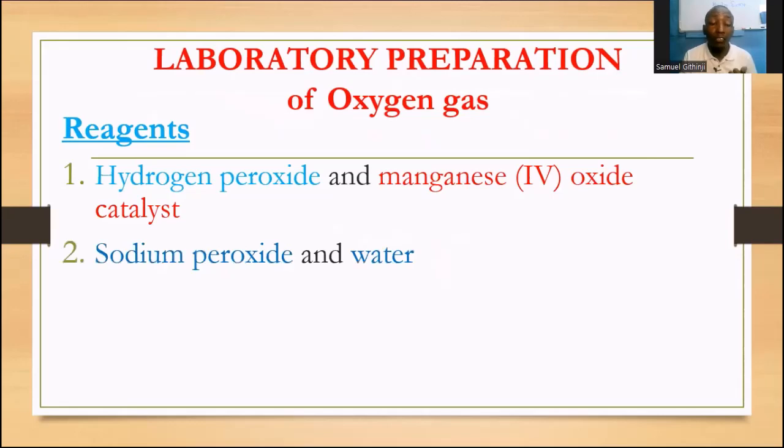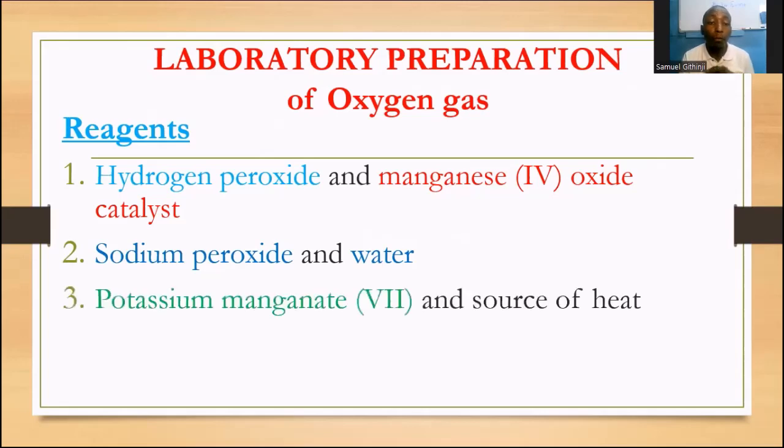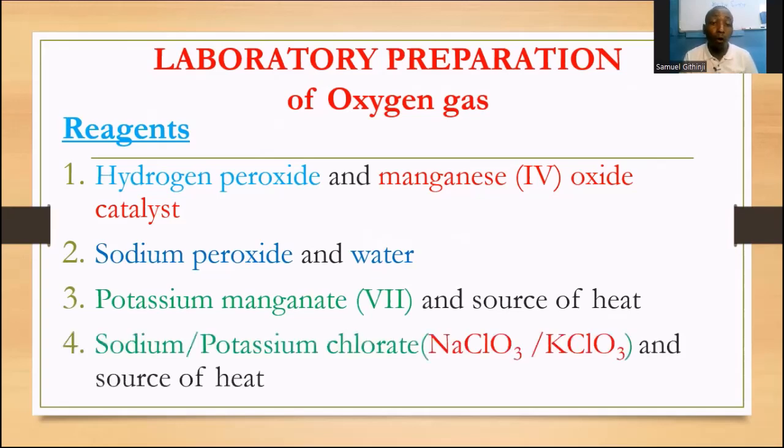I can use sodium peroxide and water. That's a different set of reagents there. Otherwise, I can heat potassium manganate 7. I can just heat and I'll get the oxygen. I can use manganese 4 oxide as a catalyst there, but even if I decompose it direct by heating, it will give me oxygen. I can heat sodium or potassium chlorate. You can see the formulas of these. And of course I heat, then they'll give me oxygen. Otherwise, I want to discuss the first two.